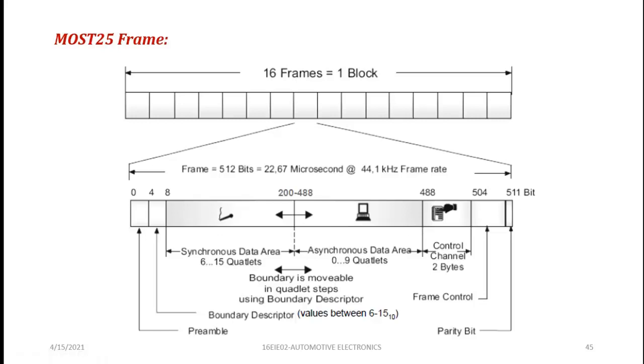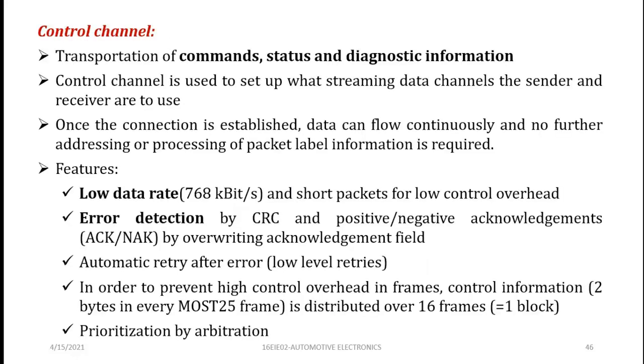Now let's take a look at the control channel. What is the need of the control channel? Mainly it is used for transportation of commands, status and diagnostic information. Normally the control channel is used to tell which channel we are going to stream the data on, that is, the streaming data channel the sender and the receiver are going to use. So basically it is told by the control channel only.